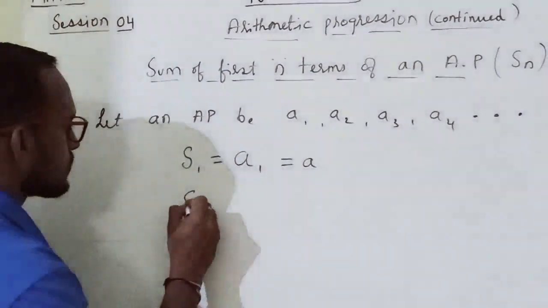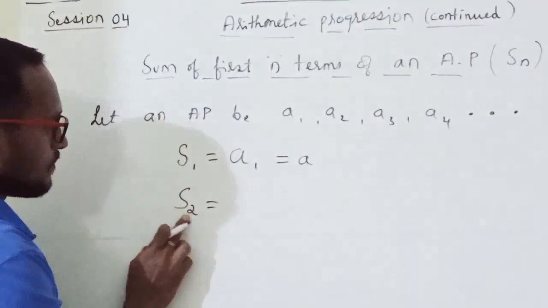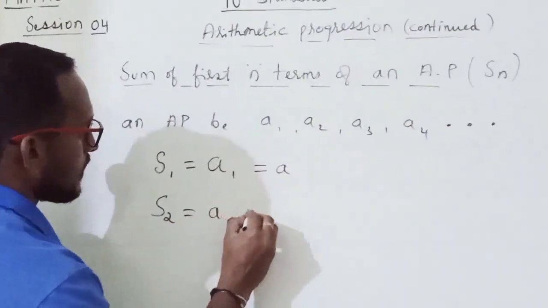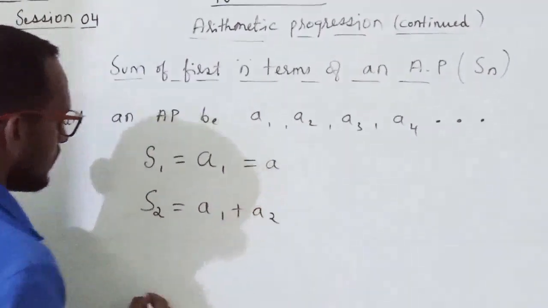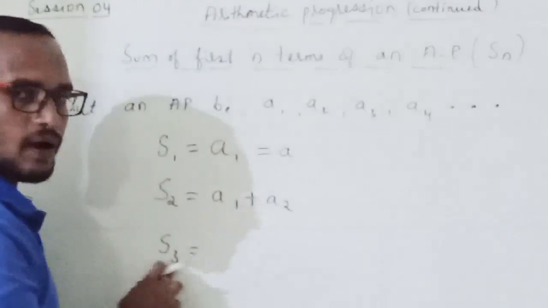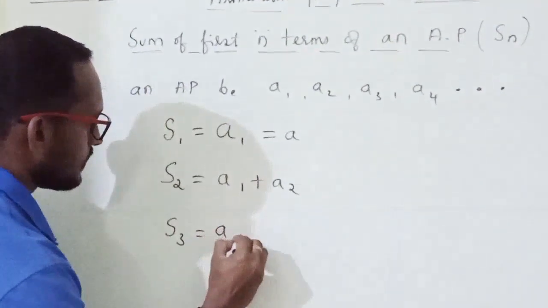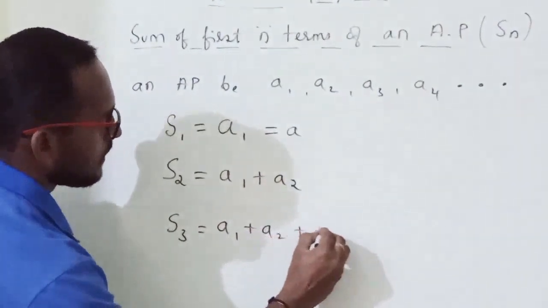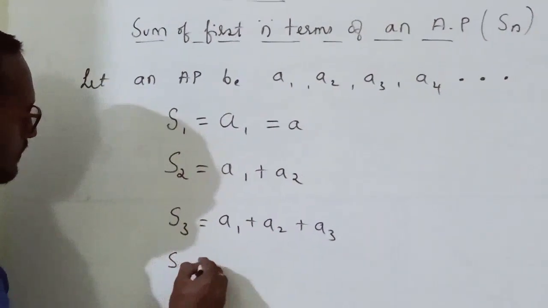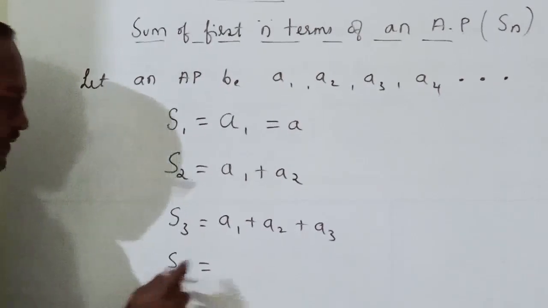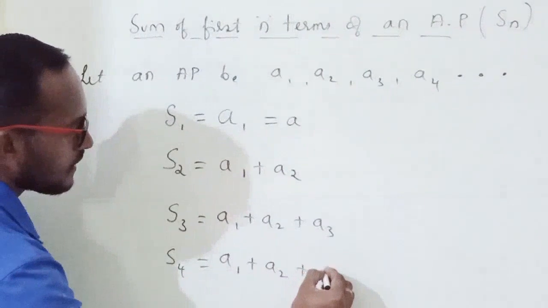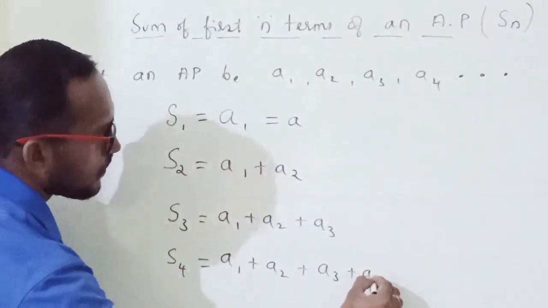If I write S2, that is the sum of first two terms. Here the first two terms are A1 and A2. You can write it as A1 plus A2. Same thing if I write S3. S3 means what? It's very simple. Sum of first three terms, that is A1 plus A2 plus A3. Again, for S4, I think you can predict it right now. What is S4? That is simple: A1 plus A2 plus A3 plus A4.